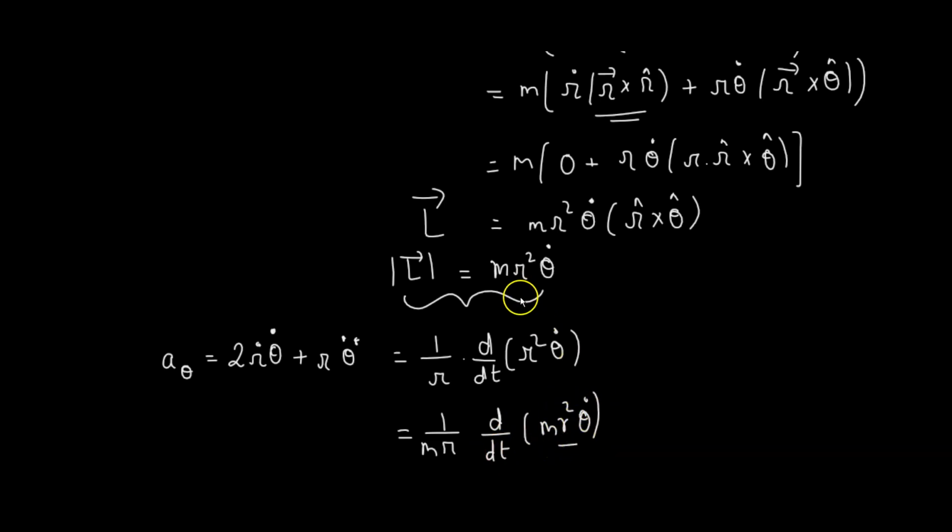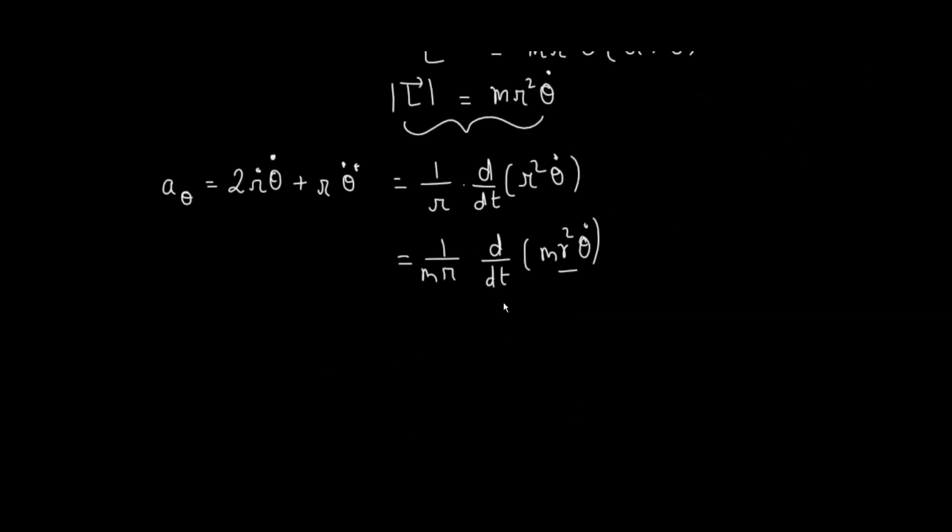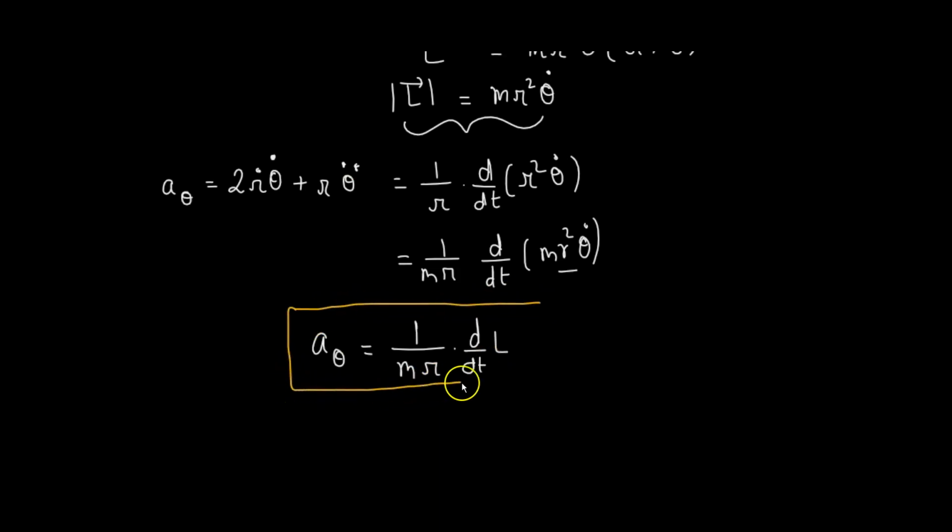This is the expression for the angular momentum, the absolute value or scalar angular momentum. So we can say that a theta is equal to 1 over m r times dL/dt, the derivative of the angular momentum L. So now we have obtained an expression for the angular part of acceleration written in terms of the angular momentum L.